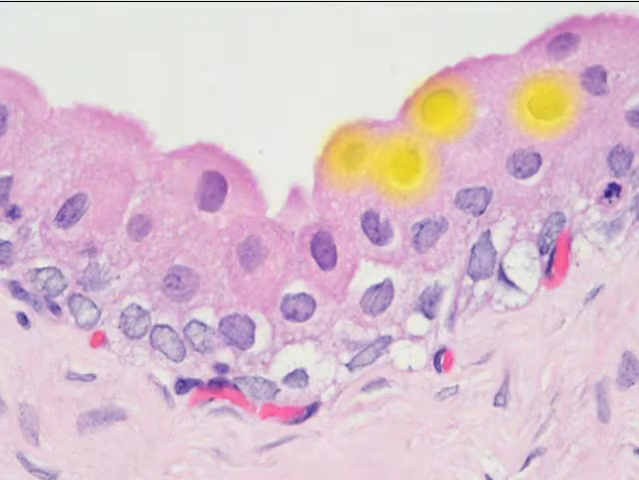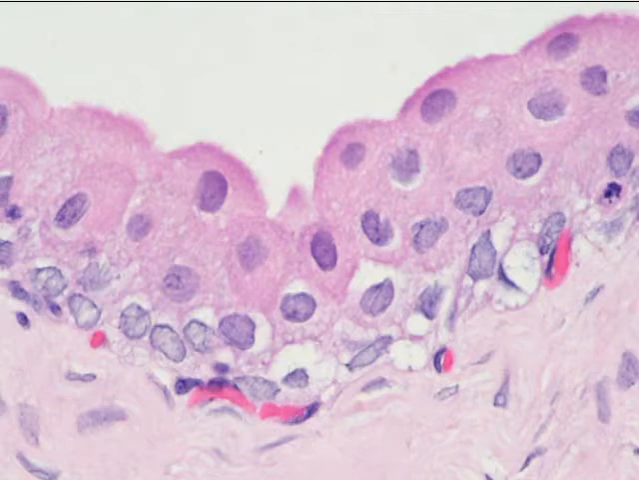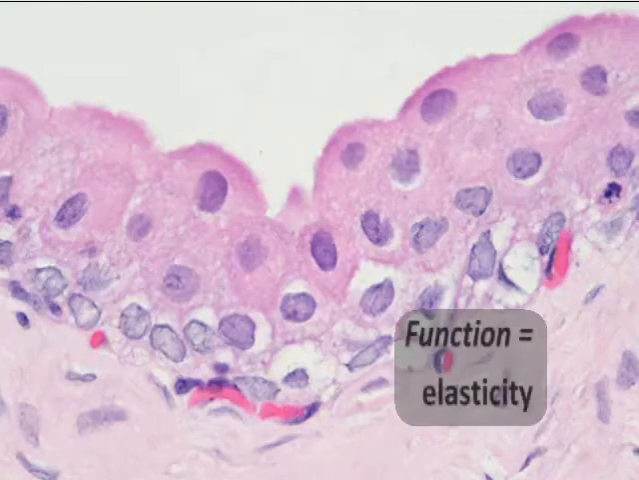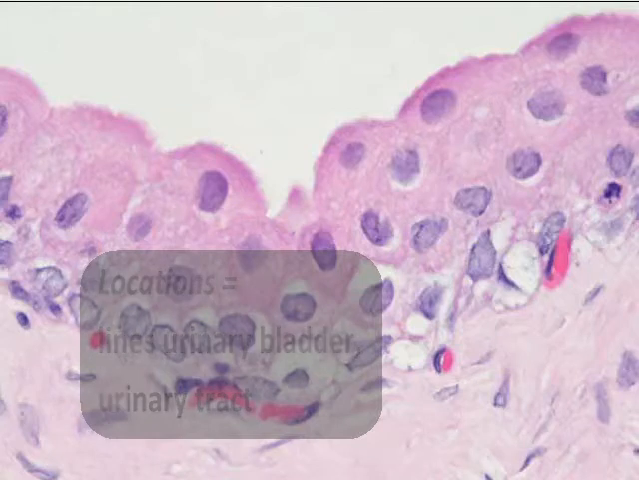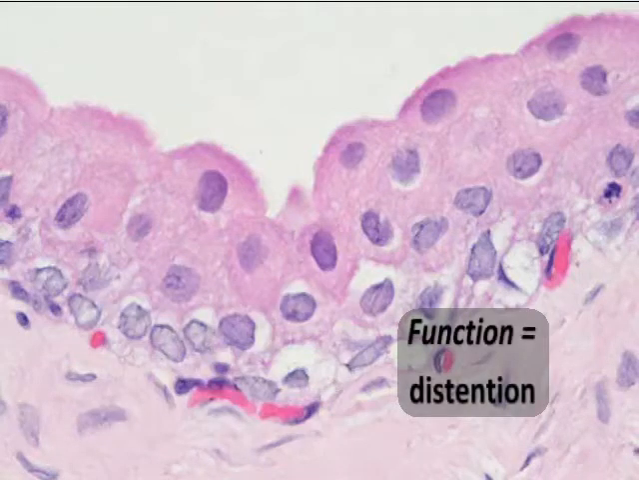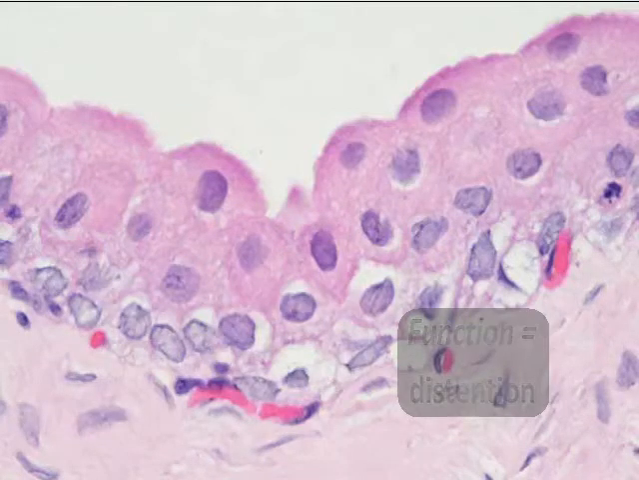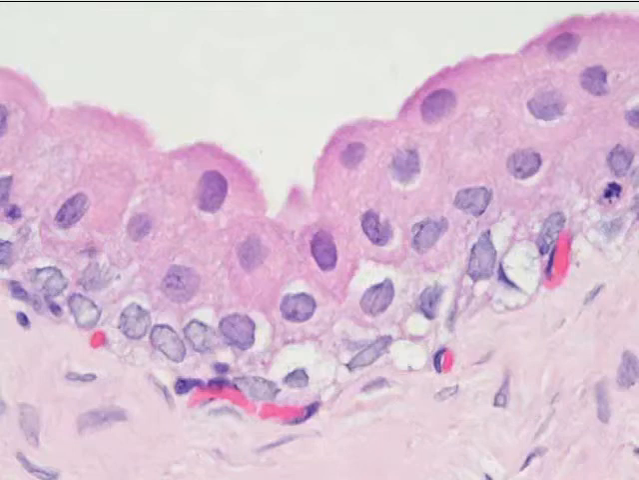But the cell shape is very transitional in form because of the function of this tissue. It's a very elastic tissue. It's lining the urinary bladder and portions of the urinary tract where it can distend, which means it can stretch out, and as the bladder fills up with urine, it can accommodate large volumes of fluid.